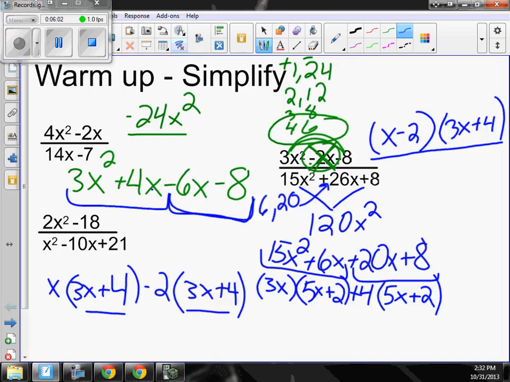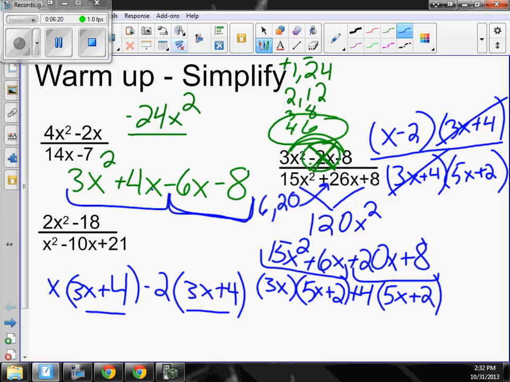So, my first factor is 3x plus 4. My second factor is 5x plus 2. This one cancels that one. So my answer is x minus 2 over 5x plus 2.